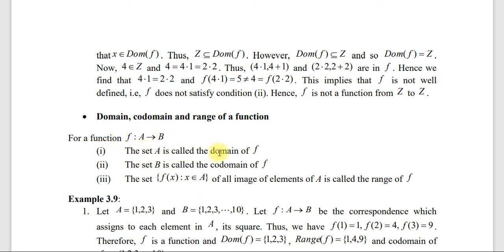1. The set A is called the domain of f. The set B is called the codomain of f. B is the codomain, and A is the domain. And number 3, the set f of x such that x is an element of A, of all images of the elements of A, is called the range of f. The range is an element of the codomain; the range is taken from the codomain, that is, from B.